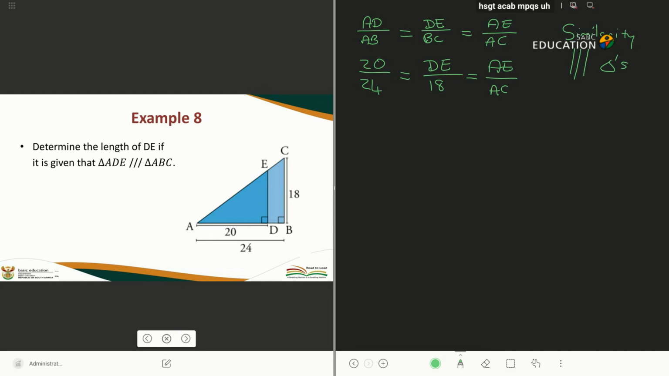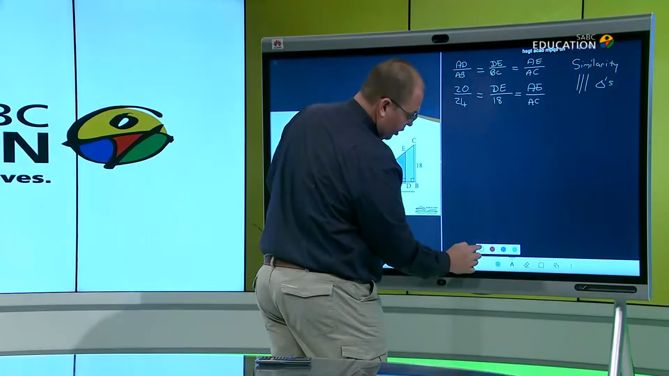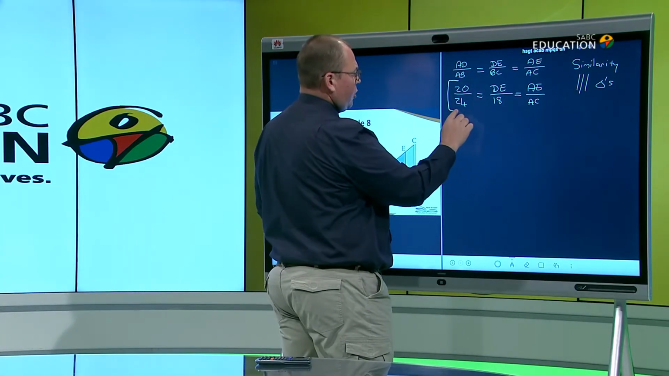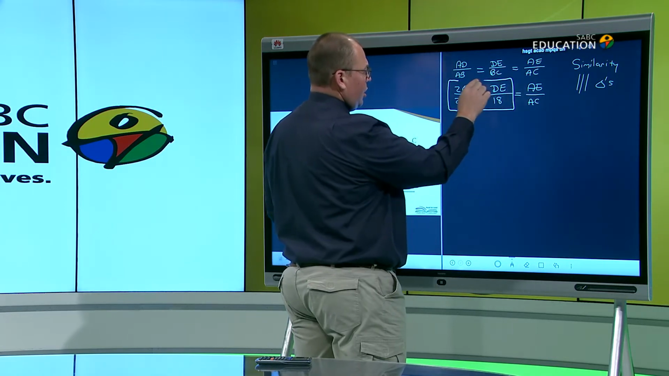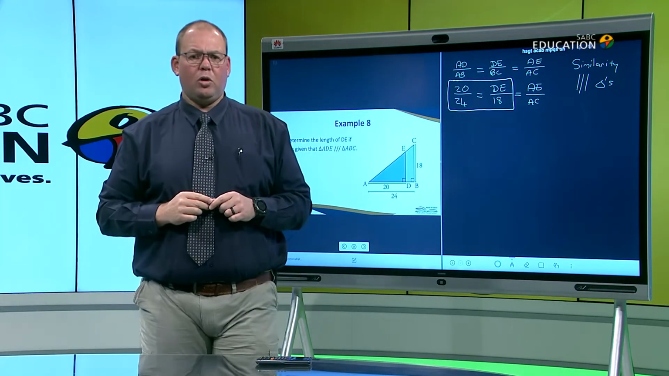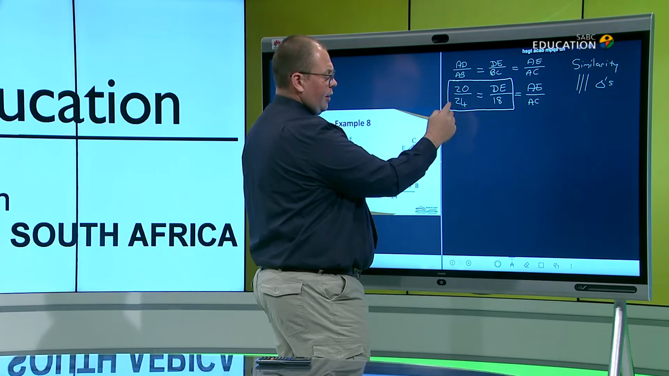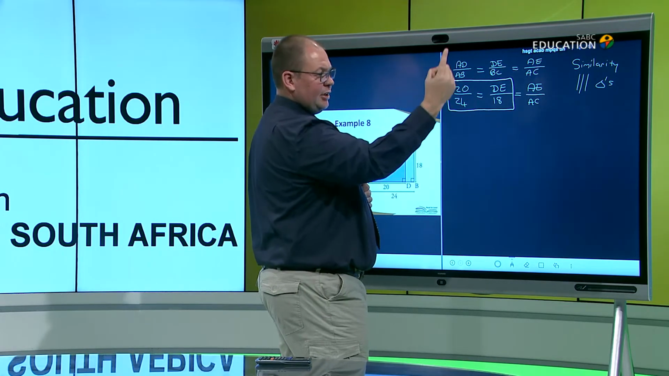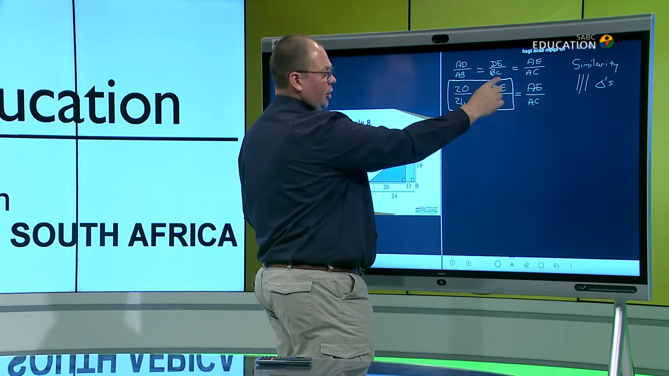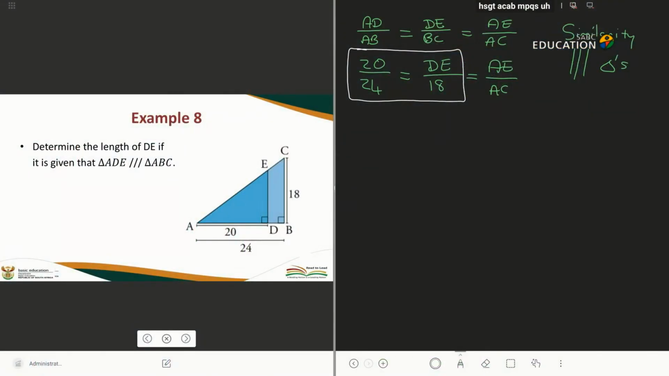And you must understand that you can always only work with one equation at a time, so only two of them. So I will always use the one which I have the numerator as well as the denominator, 20 divided by 24. And then the second one will be where I have at least one known and one unknown, meaning I don't know DE, I know 18. Therefore, 20 divided by 24 will be equal to DE divided by 18.